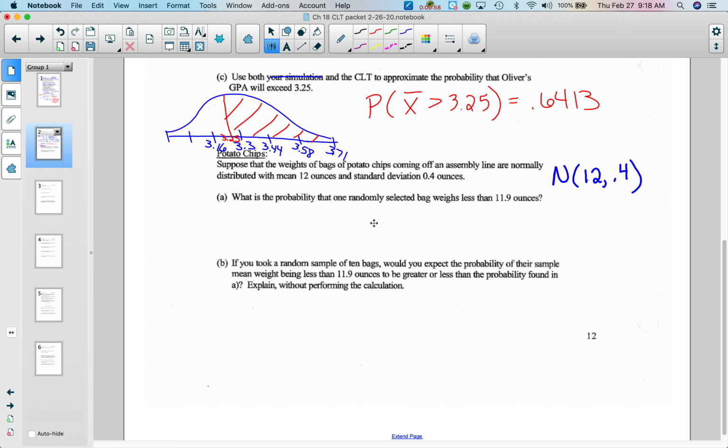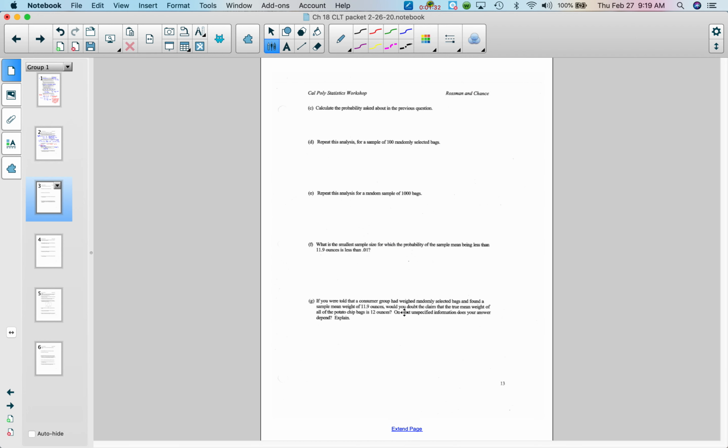So in part A, what is the probability that one randomly selected bag weighs less than 11.9 ounces? We're talking about one individual bag from this normal model. So the symbol you would use to find this, we're looking at the probability that X, not X bar, because we're looking at one randomly selected bag. So we're looking that X is less than 11.9. So you're going to draw a picture, sketch out your normal model, and use our strategies that we've done. I'm not going to talk about the next question. I think you can get that okay.